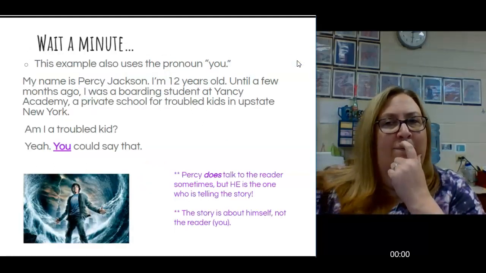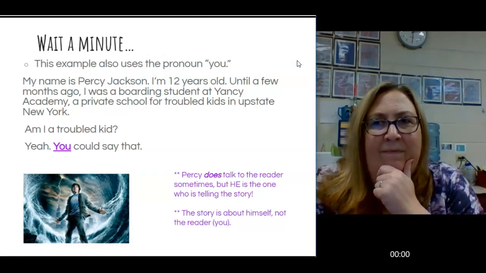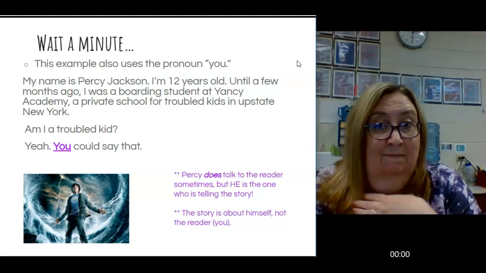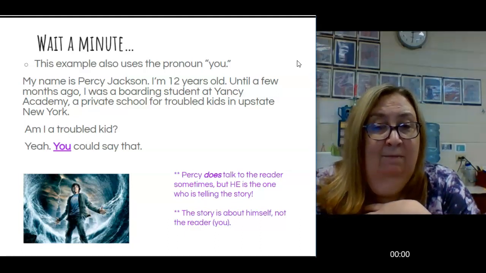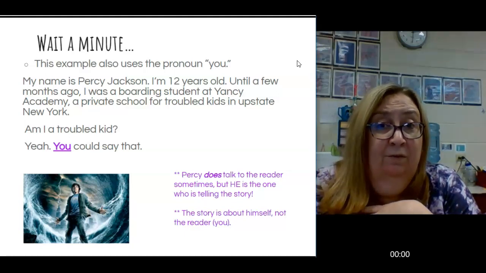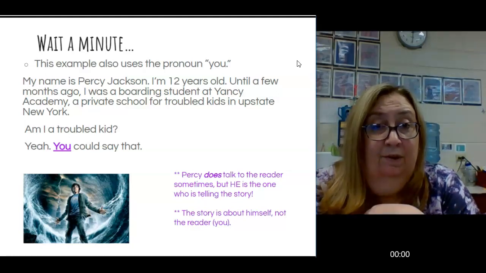Remember this example that we used yesterday? "My name is Percy Jackson. I'm 12 years old. Until a few months ago, I was a boarding student at Yancey Academy, a private school for troubled kids in upstate." We decided right off that that was a first person point of view.